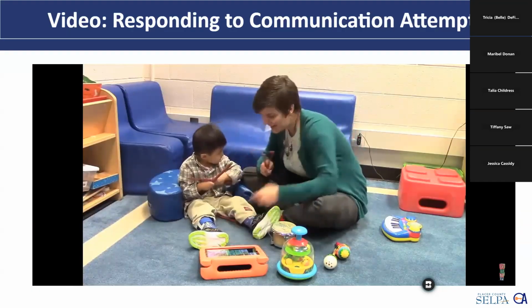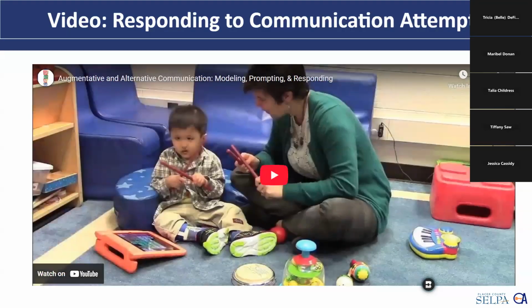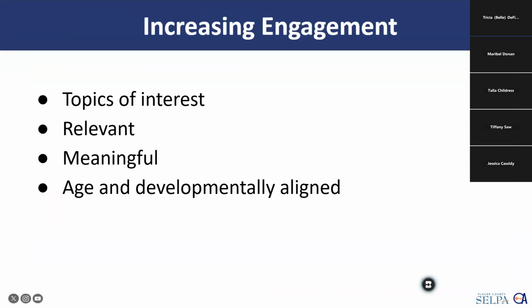We're playing the sticks. All right, so that's her on recognizing all the child's attempts at communication, even if it was expressed in a non-speaking way.